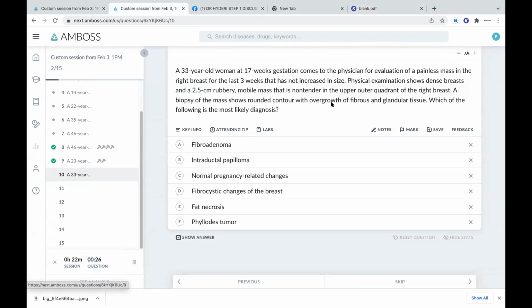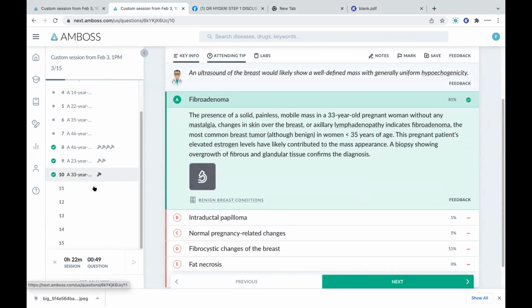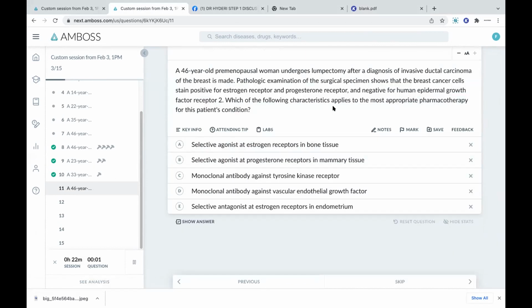Okay, this one. Which of the following is the most likely diagnosis? 17 weeks gestation, physical examination shows dense breast, 2.5 centimeter rubbery mobile mass that is non-tender. Biopsy shows rounded contour with overgrowth of fibrous and glandular tissue. Which one of these is the correct answer? Fast answers, please. This is a single mobile mass. Fibroadenoma. Very good.